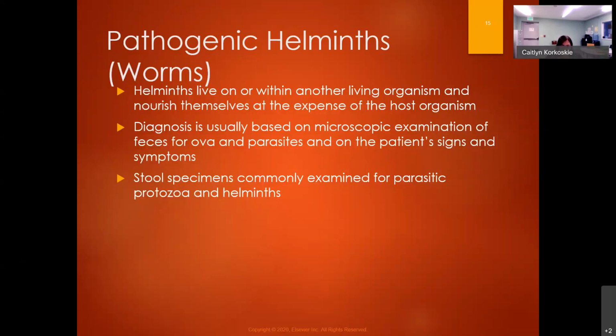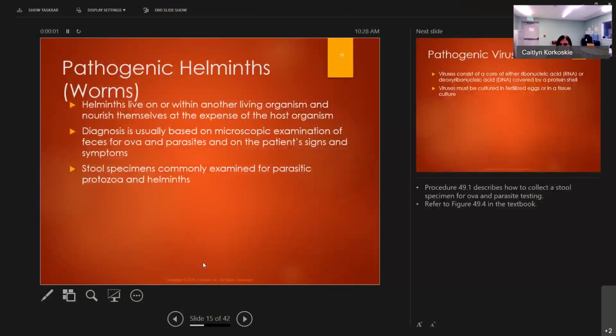So, all right. So they're the different types of helminths, worms. They live on or within another living organism and nourish themselves at the expense of the host organism. Have you ever heard of a tapeworm? Oh, okay, gotcha. So a tapeworm would be something that is surviving off of the host itself.